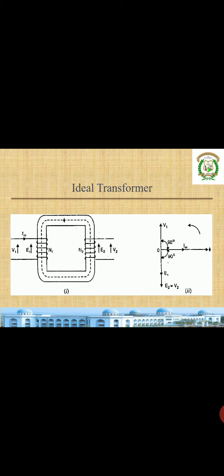At the same time, the flux is linked with the secondary coil, and that secondary coil induces an EMF E2. Depending upon the number of turns, if N2 is more, then the voltage is also more, so E2 is more than E1. I have shown that same thing in the figure. You can see there. E2 is in the same direction as E1, but it is a little bit bigger than E1, and there is no inductance, so there is no reactance as well as resistance, so no drops. E2 is equal to V2. This is the ideal transformer, but actually it does not exist.